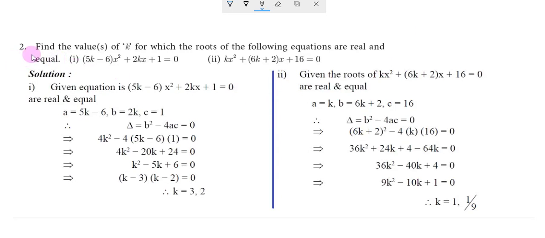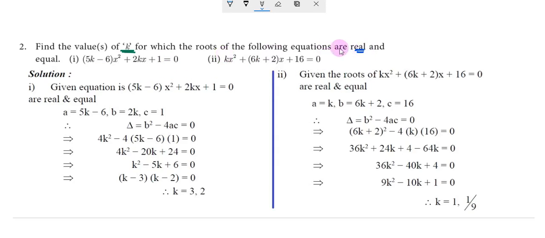Okay, now question number 2. Find the values of k. We should find the values of k for which the roots of the following equations are real and equal.